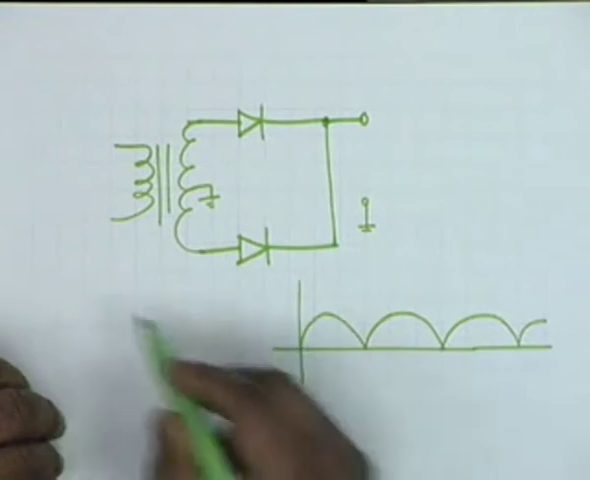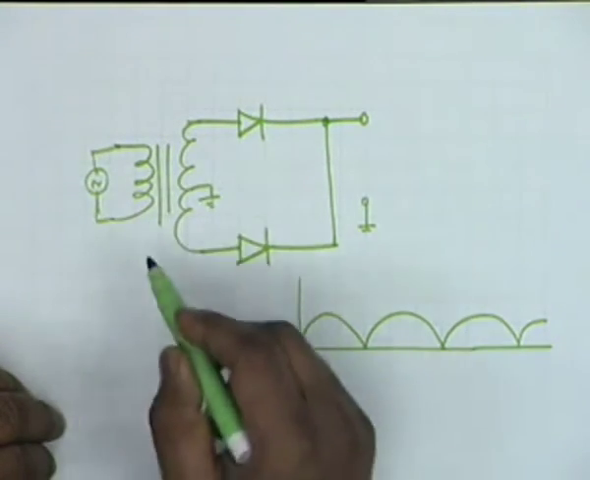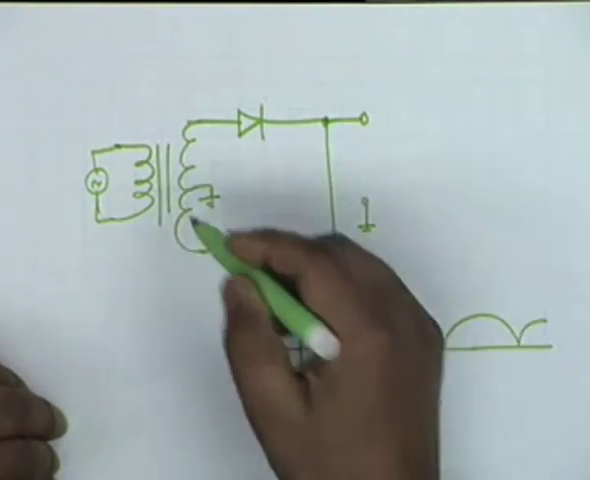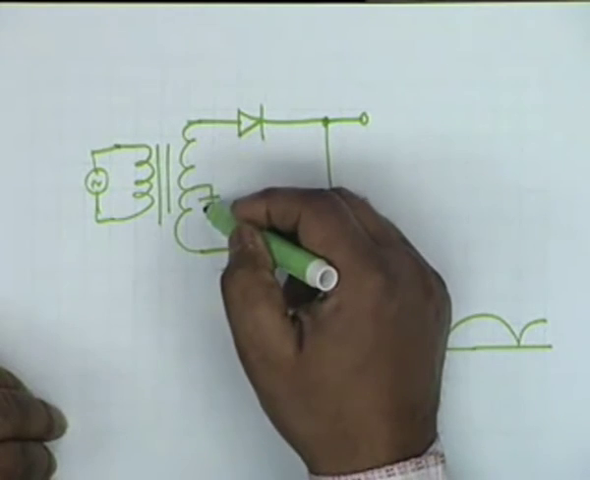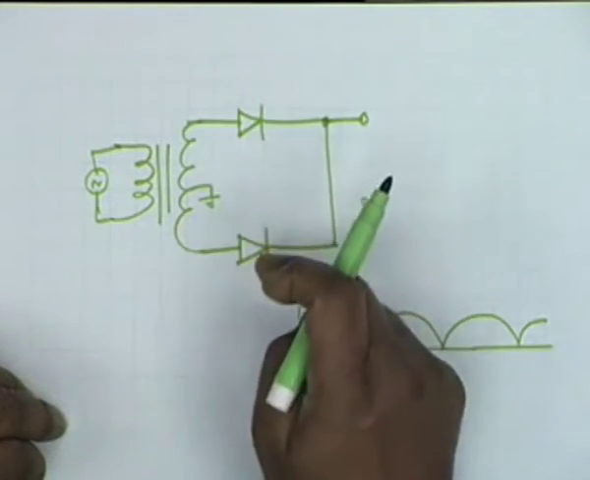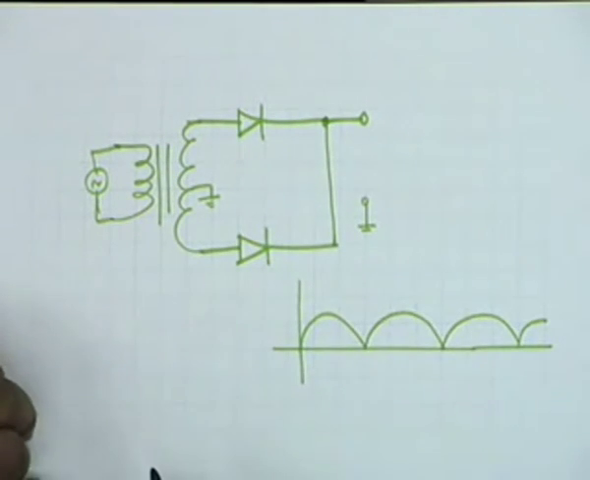Each half of the sine wave that you feed here gets stepped up or stepped down by the transformer. It is center tapped. There are 2 diodes, one to take care of the positive half cycle, the other to take care of the negative half cycle, and this is the full wave rectified waveform.